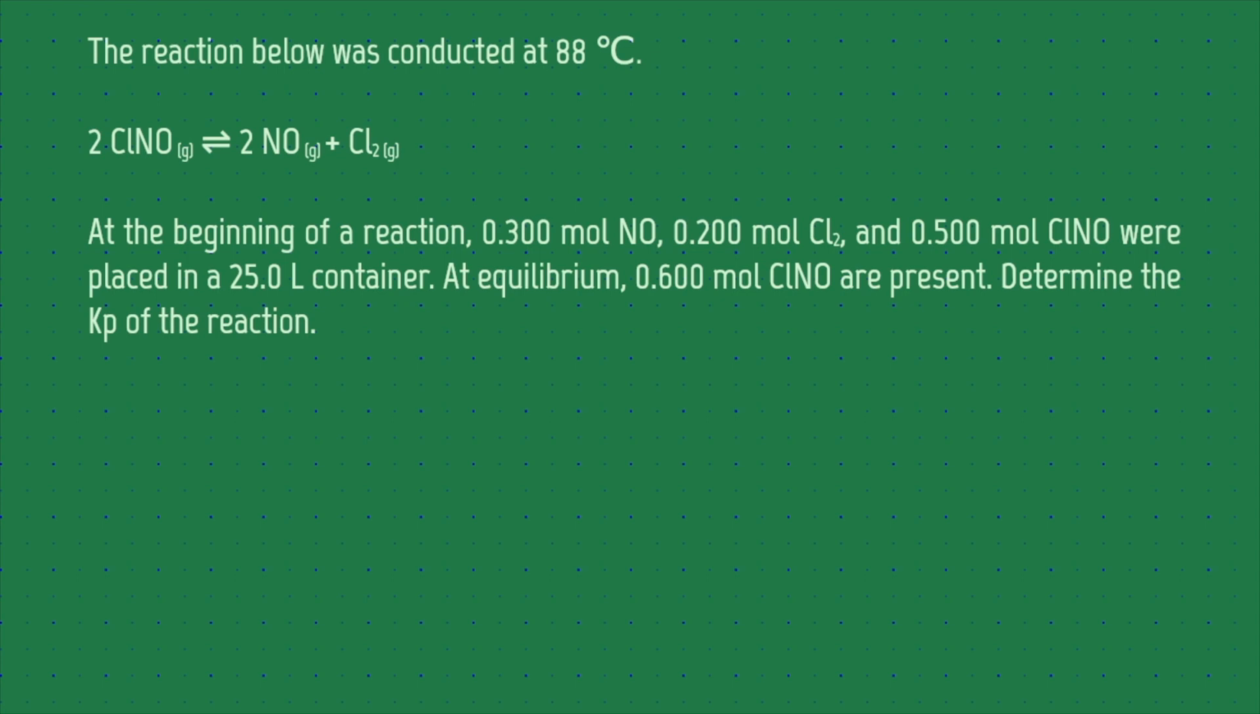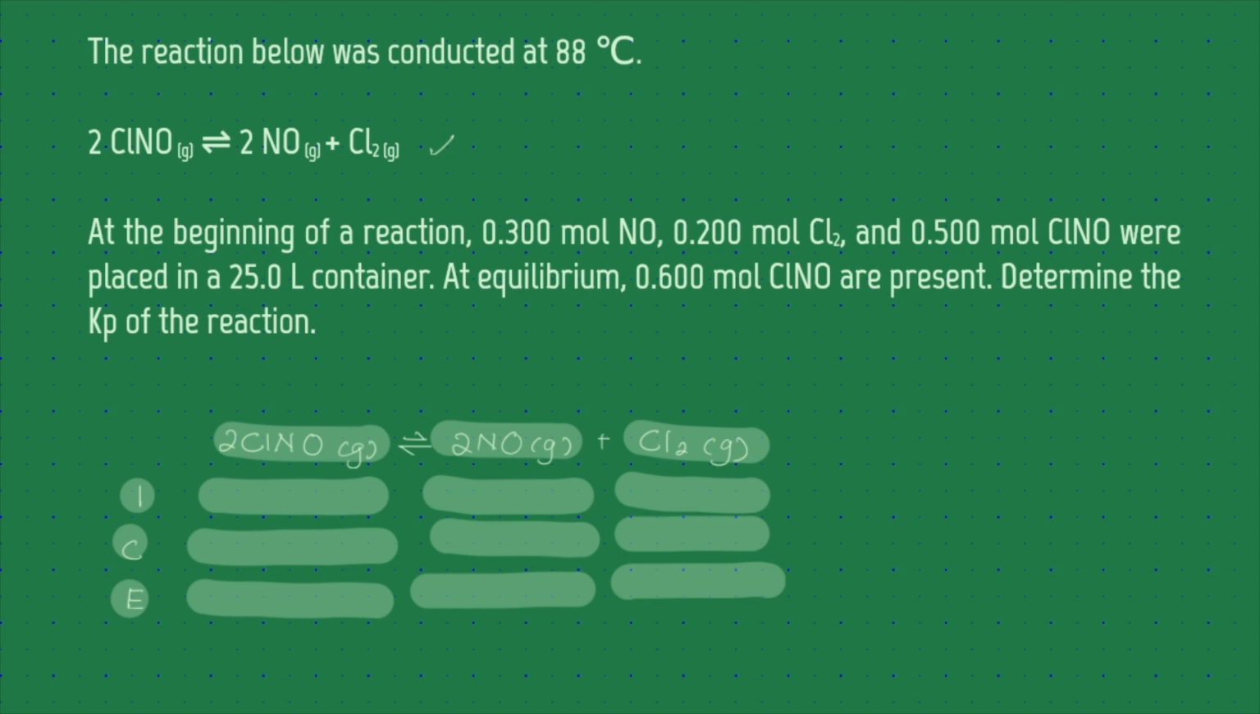At equilibrium, 0.6 mole of nitrosyl chloride are present. Determine the Kp of the reaction. This is rather an easy question because you were given the balanced equation for the reaction. So what we are going to do is use this equation and write it as the ICE diagram.